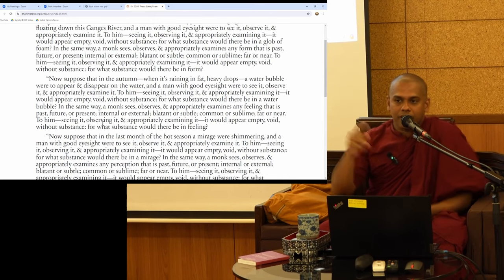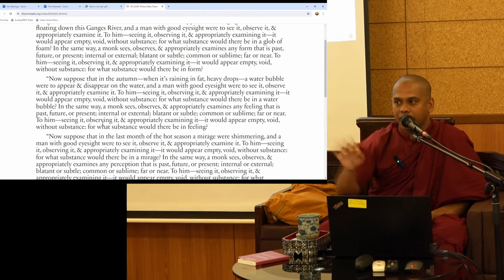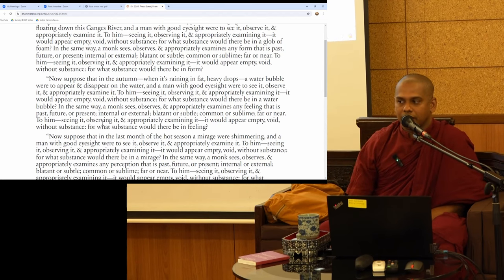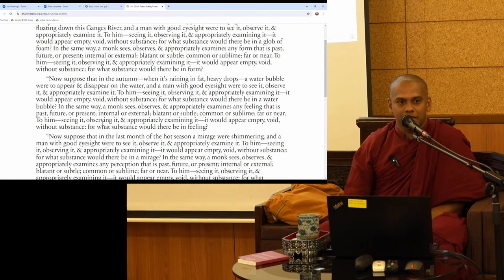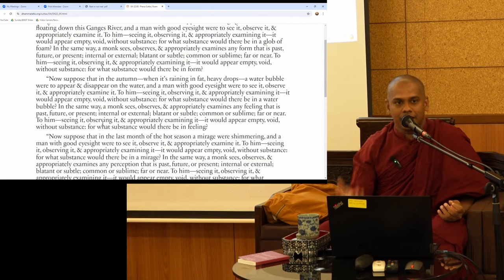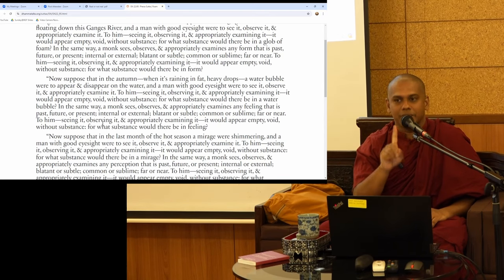Let's say some complete stranger comes here, some foreigner from far away, and sits down here. Does he see a monk? He doesn't know anything about Buddhism, anything about monks, anything about religious things. He just comes suddenly and sits here. Does he see a monk? He sees a person, right? He sees a person, a human.